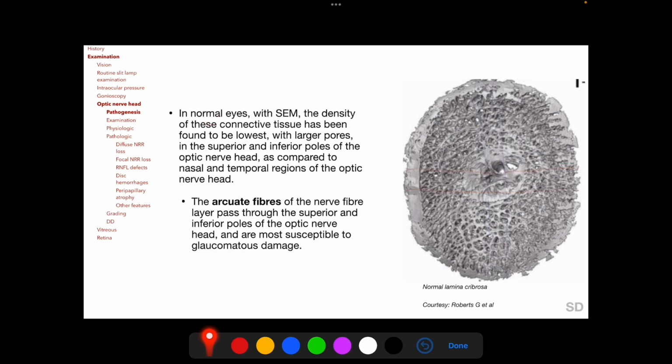In normal eyes, the density of this connective tissue has been found to be lowest, with larger size of ports in between these beams, in the superior and the inferior poles of the optic nerve head as compared to the nasal and the temporal regions of the optic nerve head. Through the larger ports in the center of the lamina cribrosa pass the central retinal blood vessels, and through the ports in the periphery pass the axons of the retinal ganglion cells.